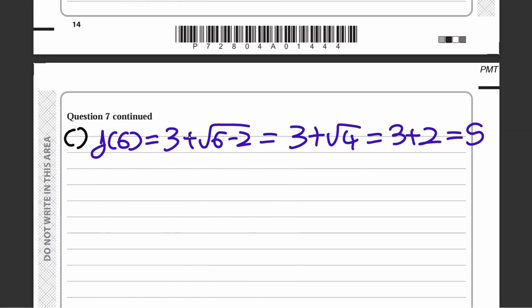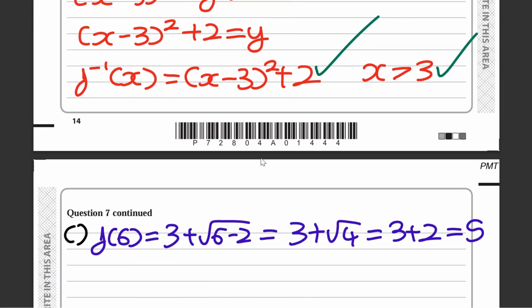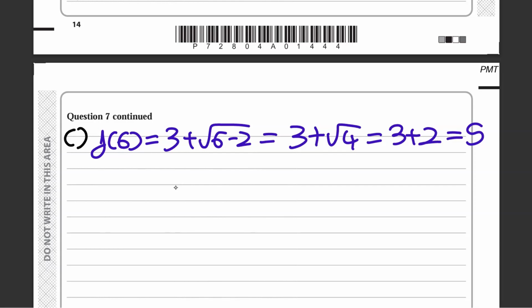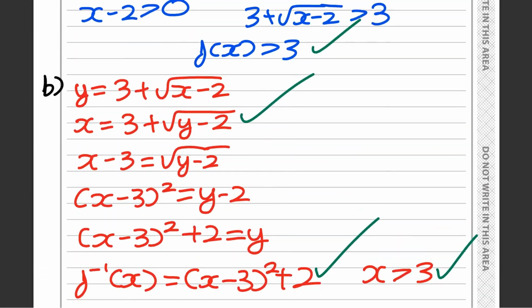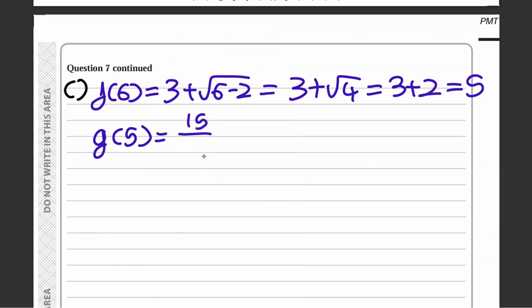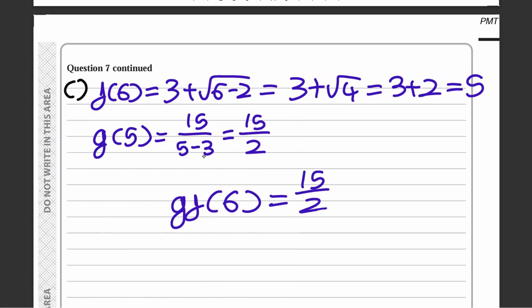So f of 6 is 5, and then this 5 here, you can sub into g of x, and this would be gf of 6. So if you sub in this 5 into g of x, g of 5 is equal to, so g of x is 15 over x minus 3, so this will be 15 over 5 minus 3. 5 minus 3 is 2, so it'd be 15 over 2. So g of 5 is equal to 15 over 2, and this is the answer: gf of 6 is equal to 15 over 2, and this is the slightly shorter way of doing it.